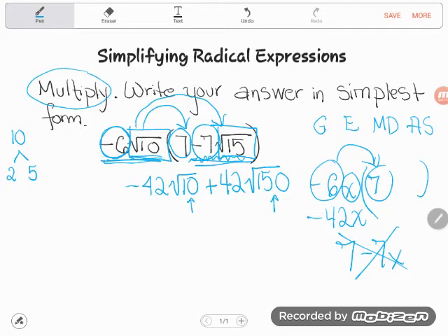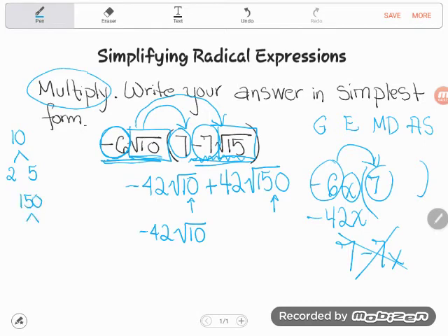Now, you can see with 2 and 5, I have no repeating factors. I have no perfect squares. I would have to have the same two numbers multiplying in order for it to be a perfect square. So that sucker is not going to simplify anymore. However, that's different from 150. Let me show you what I mean.